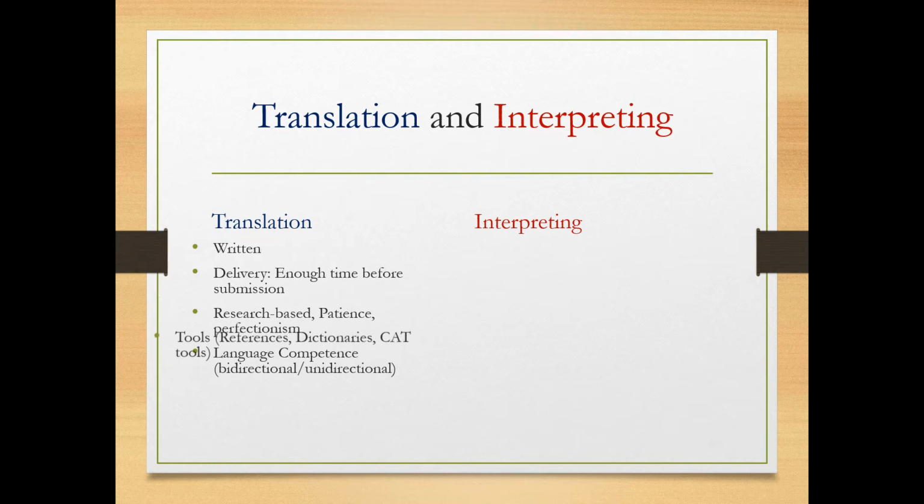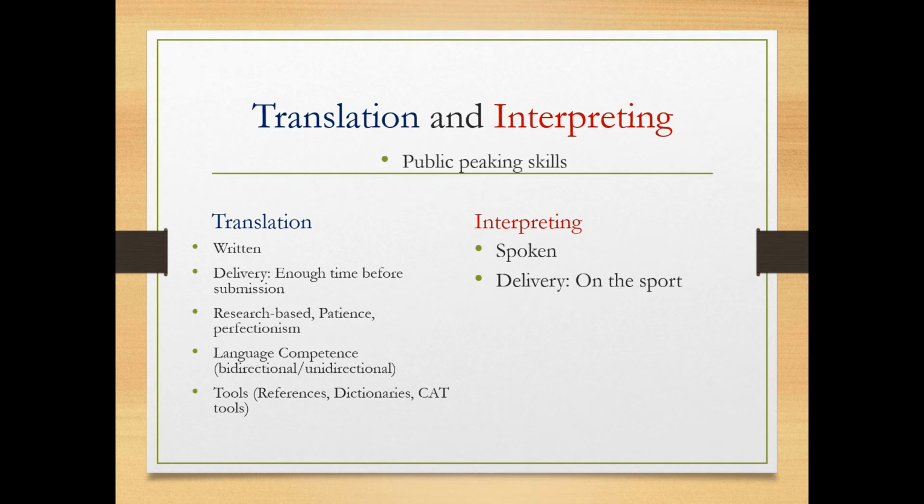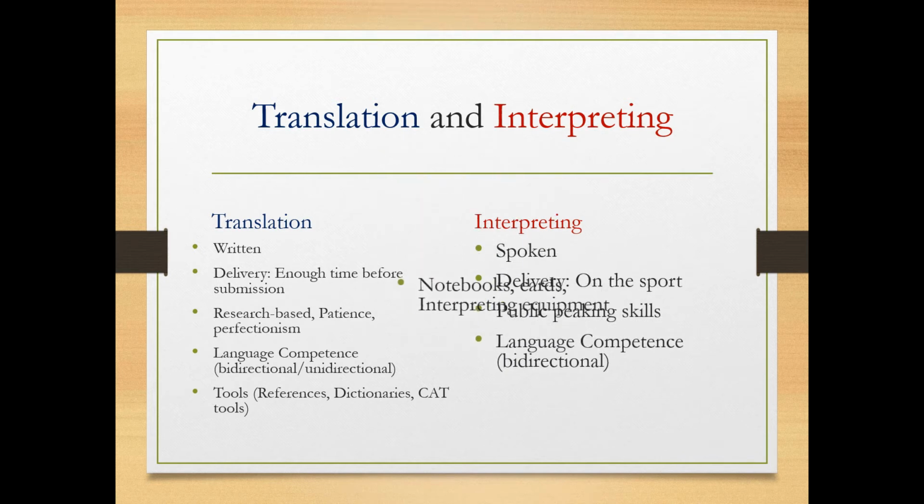One more difference between translation and interpreting is that translators can use all the tools in their power. They can use, for example, references, dictionaries, CAT tools, machine translation, but interpreters only have notebooks, cards, or interpreting equipment if they work simultaneously. In general, there are some skills and knowledge required in training an interpreter.